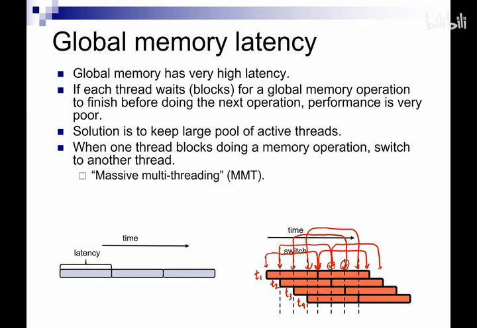Basically, whenever a thread does a high-latency memory operation, we're not just going to wait for that thread to finish. We're going to switch the core to processing a different thread. This is why it's called massive multi-threading, because we have a large number of threads that we want to switch between. One thing is that we have to ensure we have lots of threads to switch between.